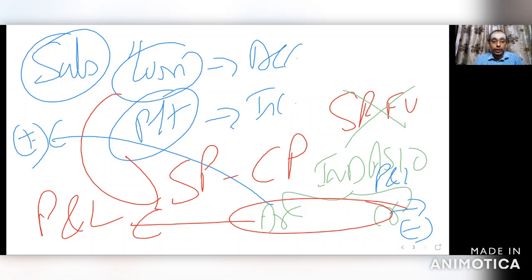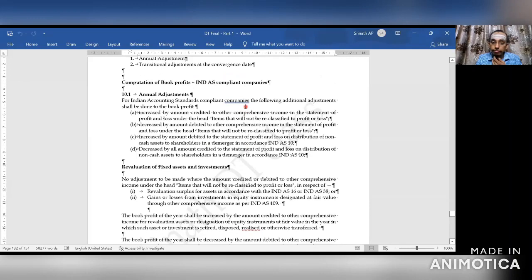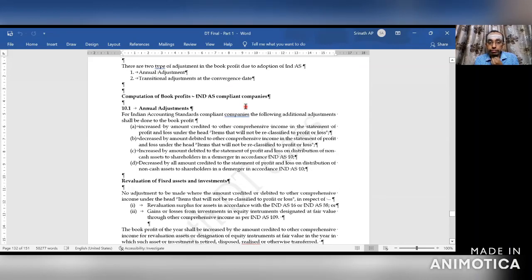Now, quickly seeing the notes that we have got. Sir, in case of selling price minus cost price, will we give the impact of depreciation, or how will it work? Depreciation would be given, of course.